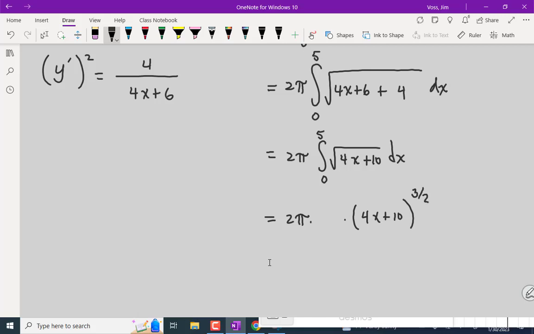Dividing by 3/2 is multiplying by 2/3. But then what do we do with the RCR part? Divide by 4. 4, exactly. And that was 0 to 5.